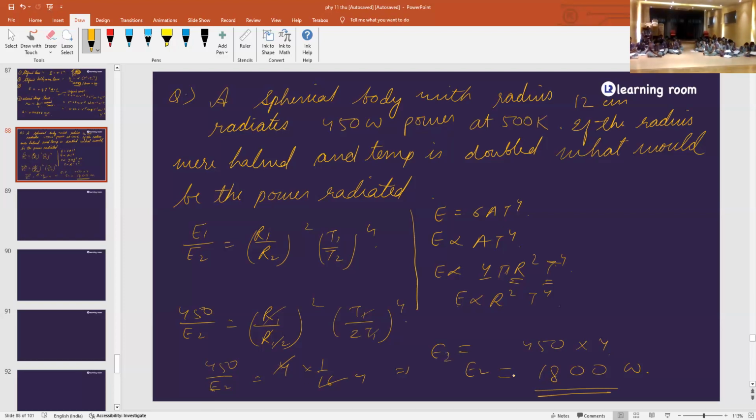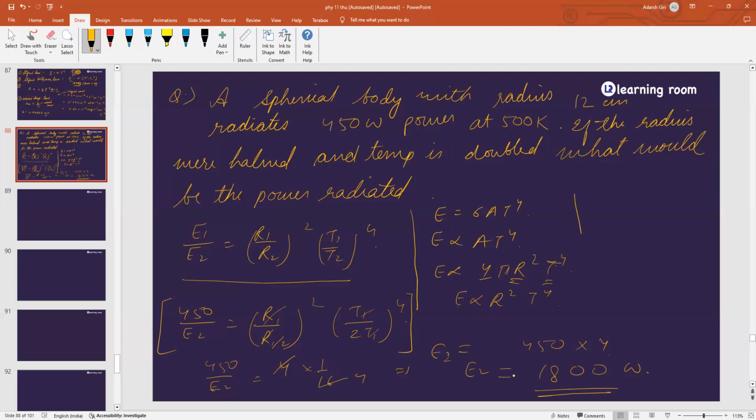You're going very fast. Which one? Calculation part. You can do it by yourself after finding the formula. Calculation you can do by yourself. It is so easy.